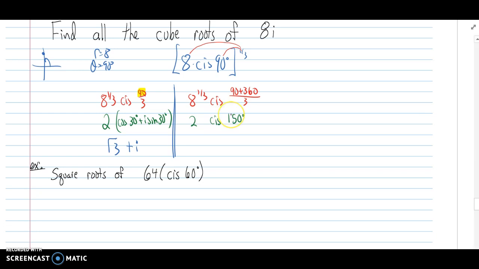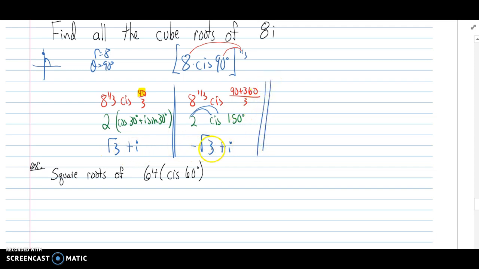The cosine of 150 degrees is negative root 3 over 2. So 2 times the cosine value is going to give us negative square root of 3. 2 times the sine of 150, well, the sine of 150 is 1/2. So 2 times 1/2 will give us plus I. Very similar answer to the first one, but it is different.